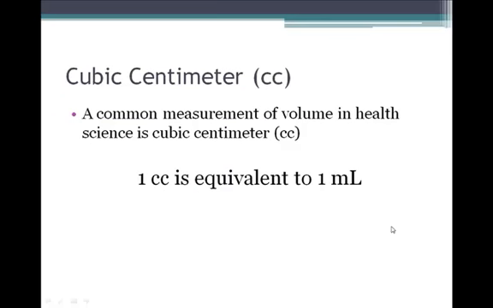Another popular measurement is a cc, a cubic centimeter. In health science, we look at a cubic centimeter as a cc, and that is equivalent to 1 milliliter.